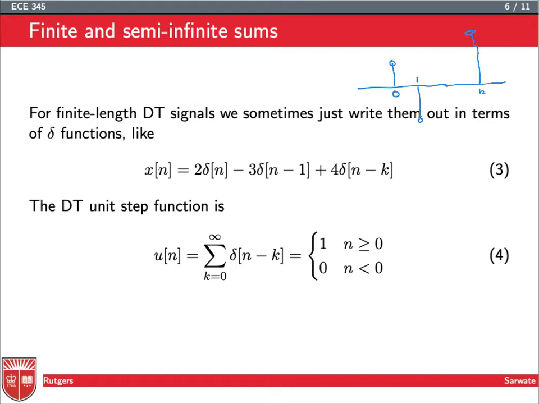We can also write the unit step function. The unit step function is just the sum of shifted delta functions starting from 0 to infinity. So that's just 1 when n is bigger than or equal to 0, and 0 everywhere else. And that's what we saw as the definition of the discrete time unit step function.